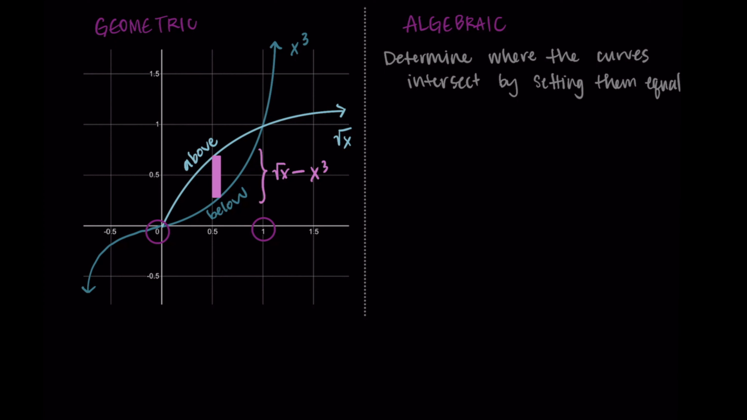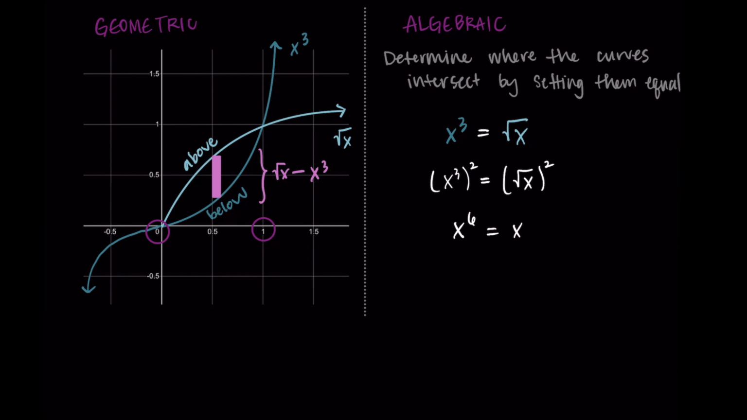So we'll take y equals x cubed and set it equal to y equals square root of x. So we have x cubed equals square root of x. And then we're just going to solve for x to see where these are equal. So I'm going to go ahead and square both sides. That gets rid of the square root. So I have x to the 6th power equals x.